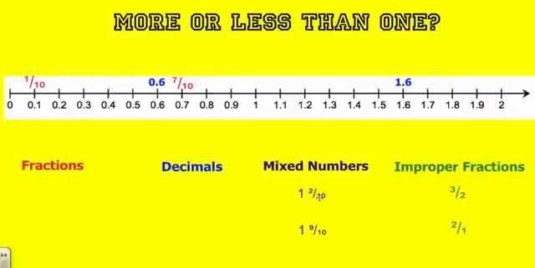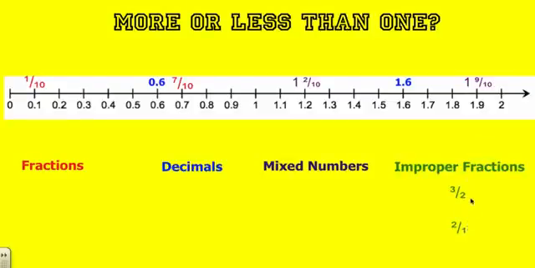So the mixed number 1 and 2/10 basically means we have 1 whole and 2/10 left over, which makes it more than 1. And again, with this next mixed number, we have 1 whole and 9/10 left over, which makes it more than 1 as well.